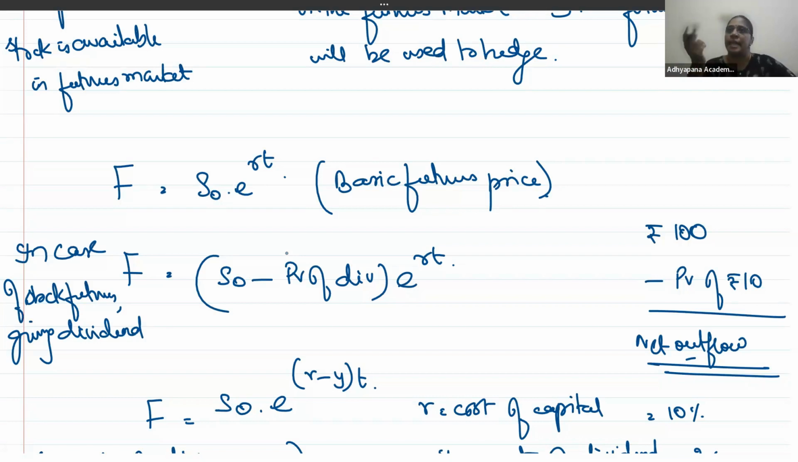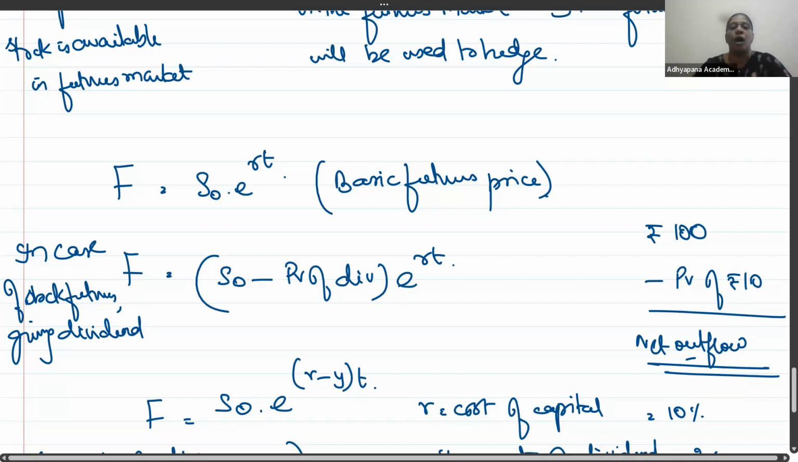If R is less than y, say suppose the rate of return is 5%, which is the cost of capital to the company, and say the dividend is 6%, in which case you cannot apply e raised to (r minus y) into t. Instead, you have to find y as a value. Calculate it on face value. Find the present value of it. S0 minus present value of dividend into e raised to RT. If it is confusing, don't worry, we have sums to do that.